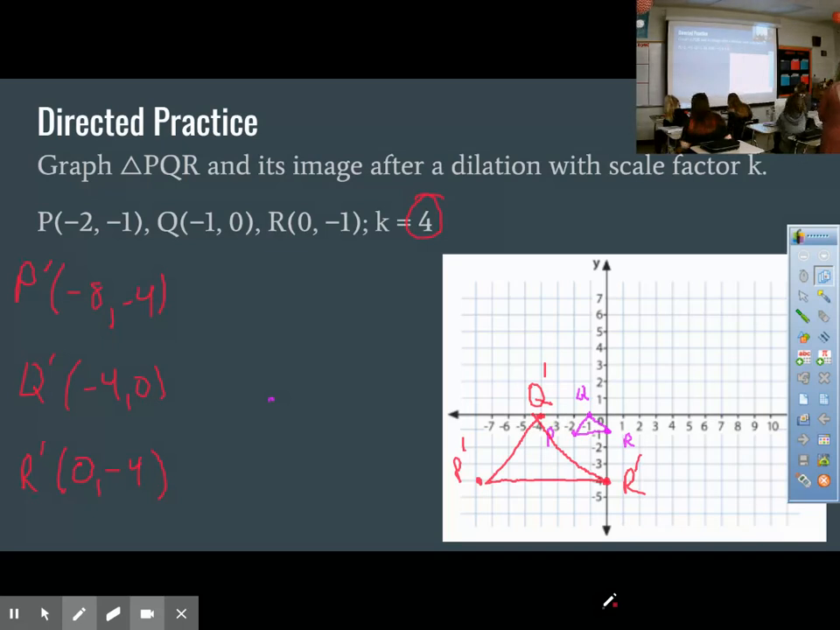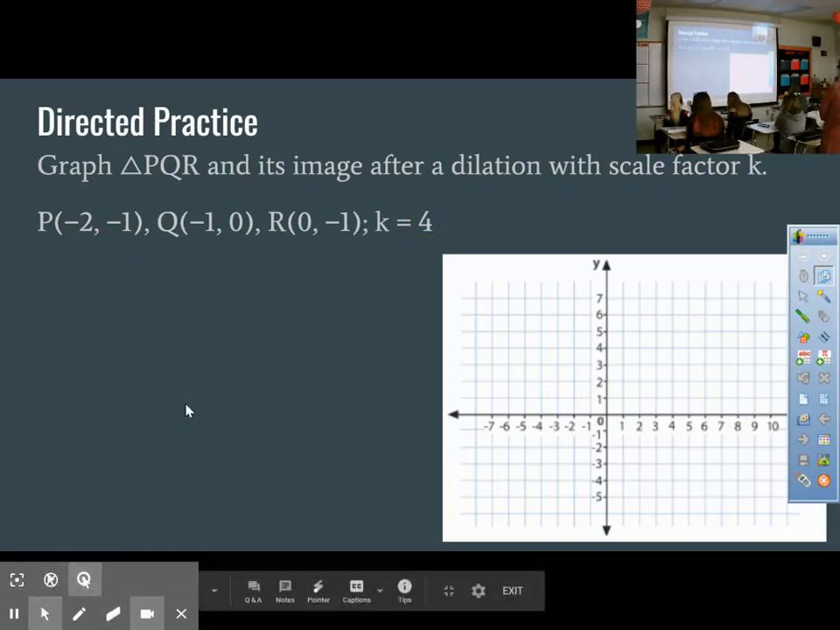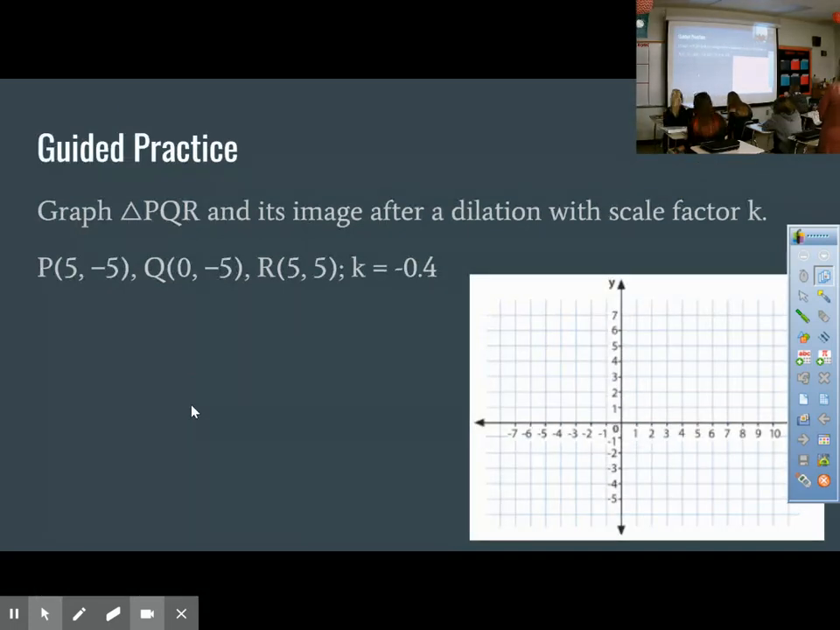All right, what questions do you have for me so far? All right, so the next two you're going to do with your partner. First, you're going to have to write down what the scale factor is. Did it give you the coordinates on these, or do you have to write the coordinates? I'll give you a second to write the coordinates down and the new scale factor, which is -0.4. Notice this time your scale factor is a negative. Wonder what that's going to do. After you get it written down, you can turn your desk to face your partner and work it out together.